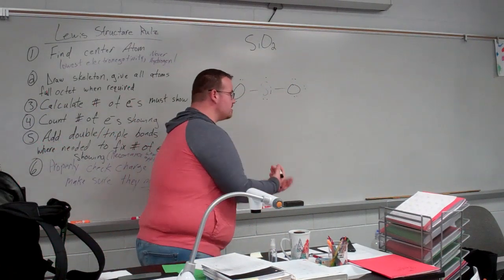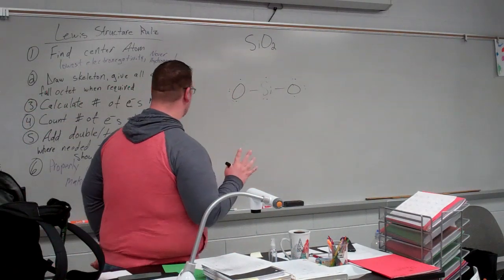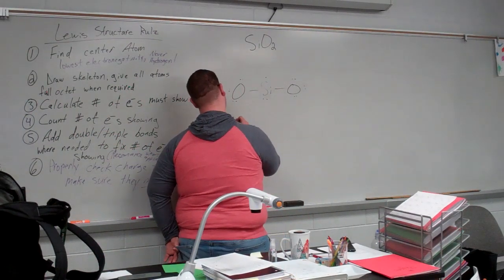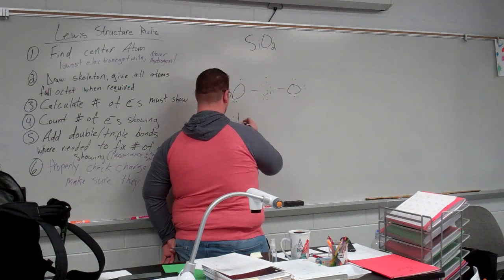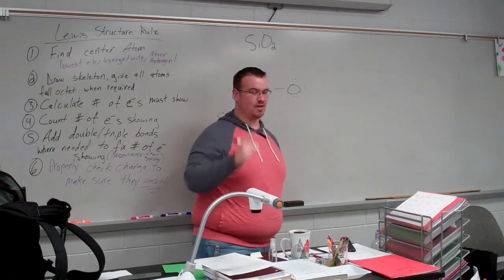All right. In this case, we're done with step 2 now. Everything has a full octet. Going to step 3. Calculate the number of electrons you must show. In this case, periodic table. We have silicon. We have oxygen. I have 1 silicon and 2 oxygens. Where did I get that from? And yes, I'm asking you that.